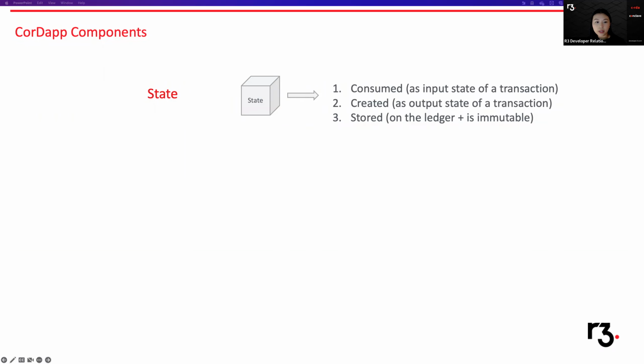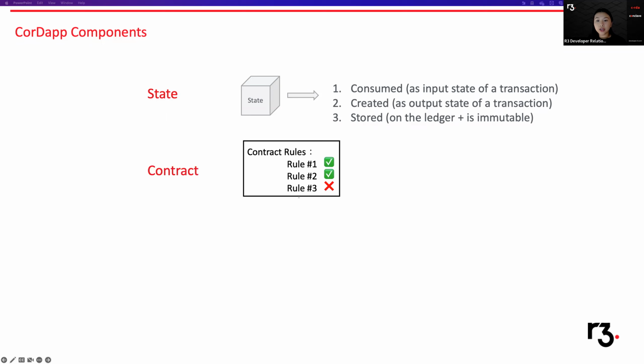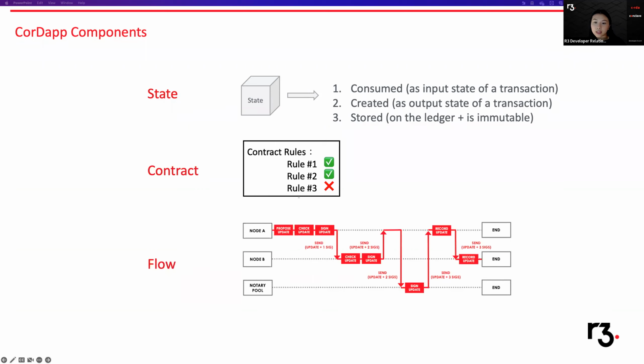So the next key component is contract, and contracts verify transactions. In order for a transaction to be verified, it has to pass all of the rules set in the contract. And the last key component is a flow, and flows execute business logic. So all the calculations, verifications, signings, and data writing get executed in the flow.